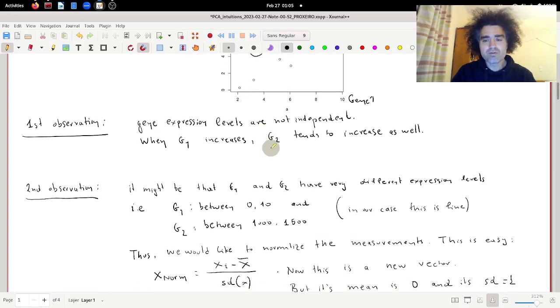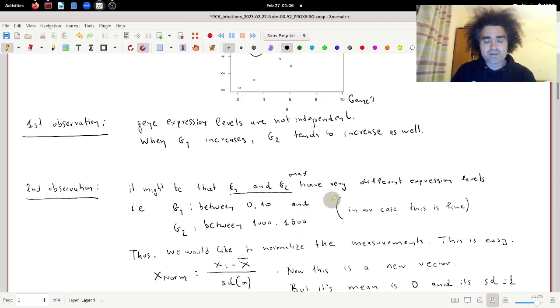And also it's possible, but this is not happening in our case, that the expression levels of gene 1 and gene 2 may have very different expression levels. For example, the expression levels of gene 1 might be between 0 and 10, whereas the expression level of gene 2 might be between 1000 and 1500.